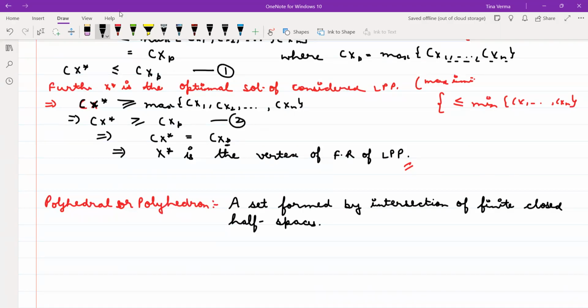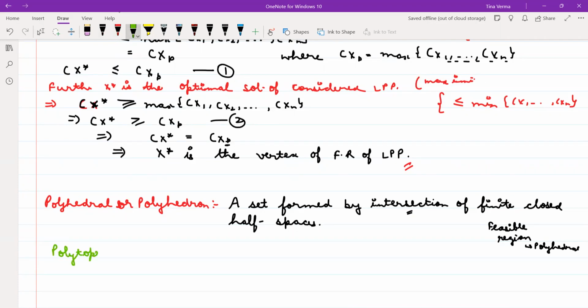So you can notice कि जो भी आप फिजिबल, क्योंकि आप इंटरसेक्शन से निकाल रहे हो क्लोज्ड हाफ स्पेसेस, जो आपके कंस्ट्रेंट्स होते हैं वो हमेशा क्लोज्ड हाफ स्पेसेस बना रहे होते हैं. मैंने LPP, general LPP is given to you. So when you take the intersection, that becomes your polyhedral. That means जो हमने ग्राफिकल में किया था, जो मेरा फिजिबल रीजन बनता था, that is nothing but my polyhedral or polyhedron, right?